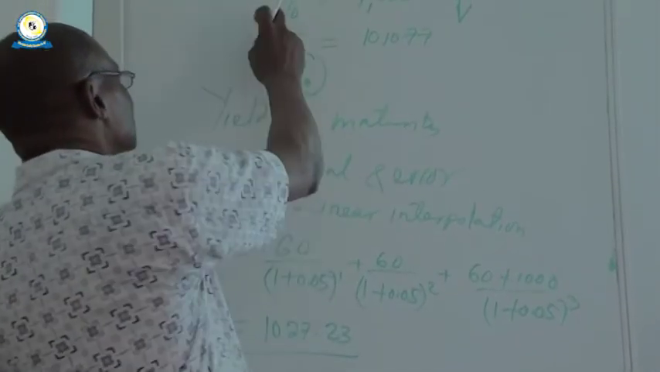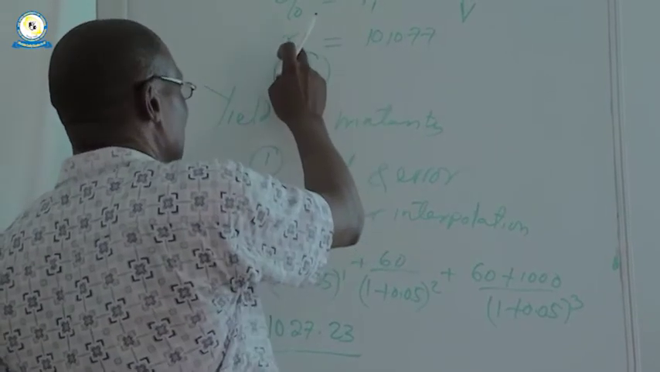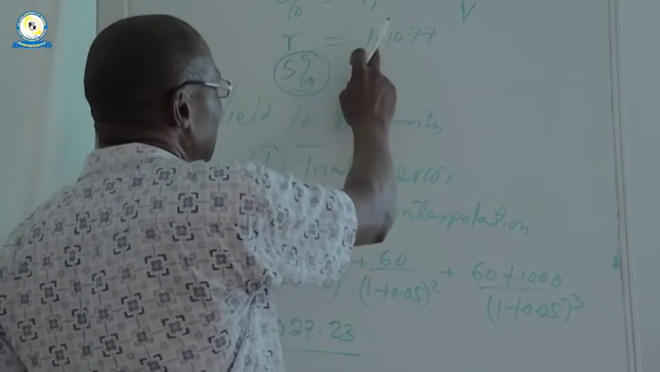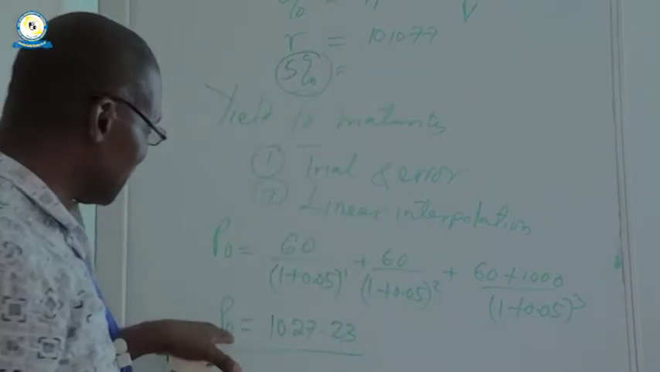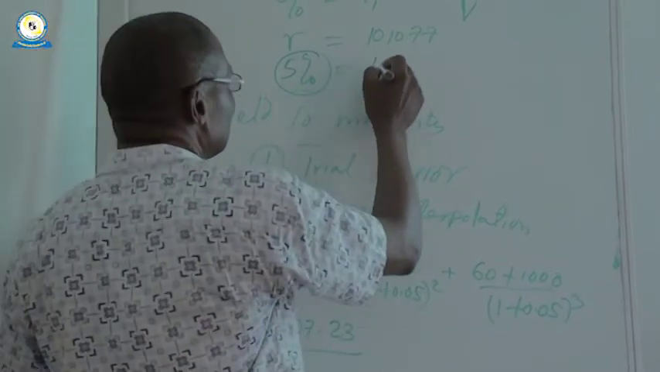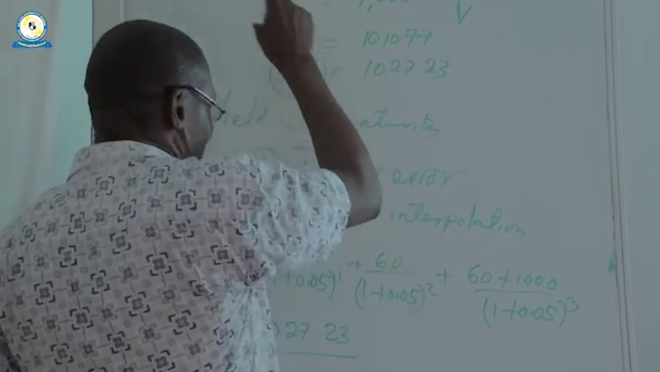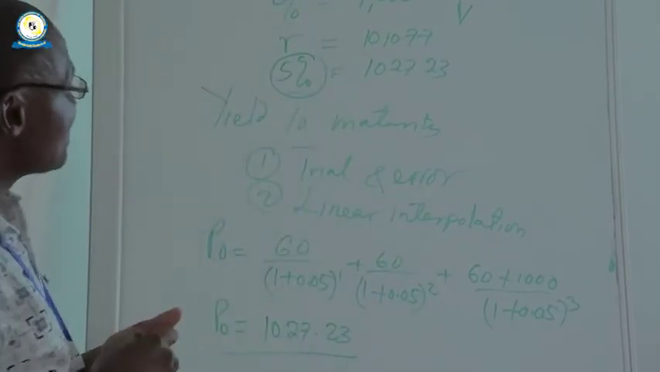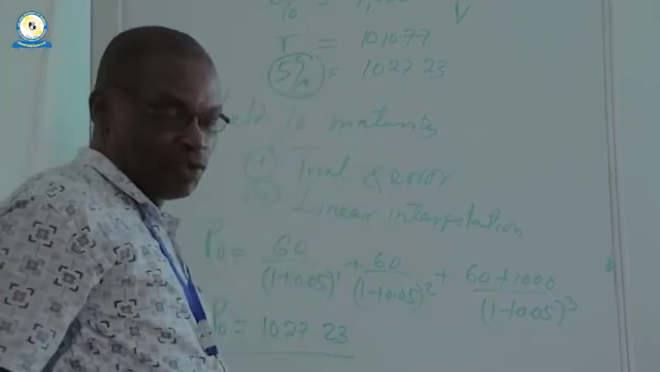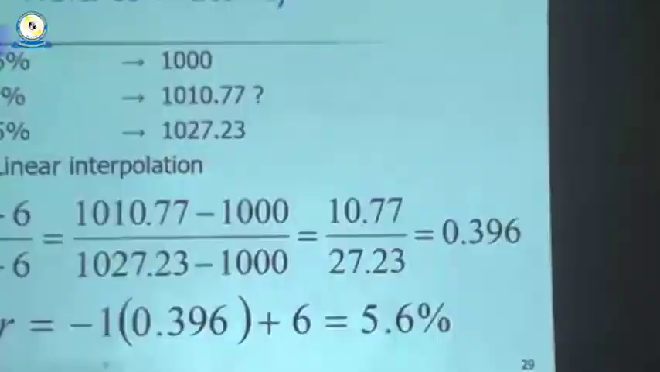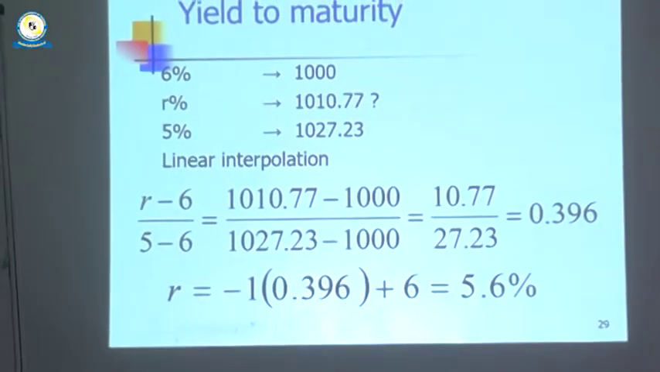Now, 6% brings us a price of 1,000, which is the face value. The R which we are looking for brings us to 1,110.77, and this 5% gives us a price of 1,027.23. Now, what is R? That is why we are now going to use linear interpolation to solve for R. How then are we going to use linear interpolation?